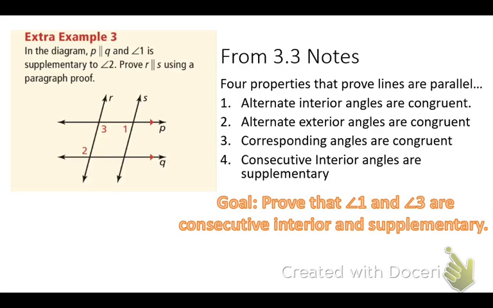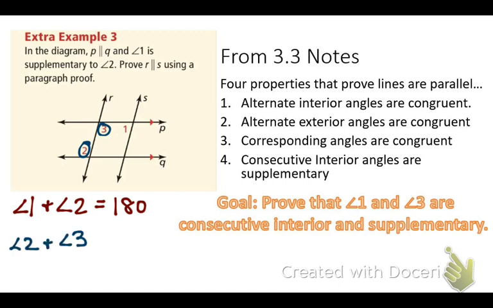So let's take what they already told us. They said that angles 1 and 2 add up and equal 180. Okay, they're supplementary. So let's look at other things. We know that 2 and 3 have a relationship. What do we know about angle 2 and angle 3? They're alternate interior, which makes them congruent. Okay, so that means they are the same measure.